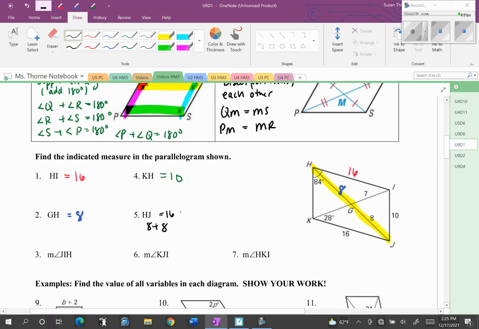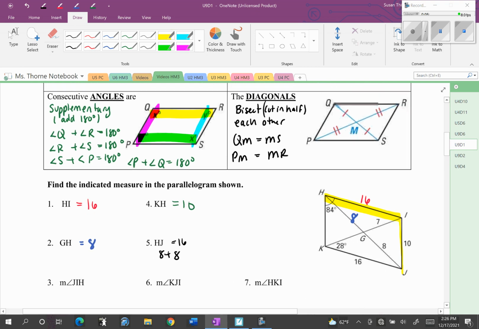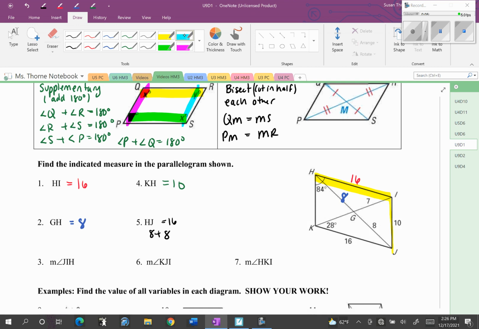Then we have the measure of angle JIH. So J to I to H would be this angle measurement right here. So we know that, again, up here, that consecutive angles are supplementary. So if we know that this angle right here is 84 degrees, then 180 minus that will give us angle JIH. So 180 degrees minus 84 degrees, which equals 96 degrees.